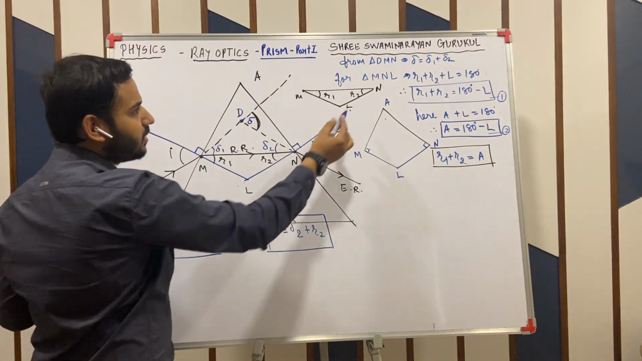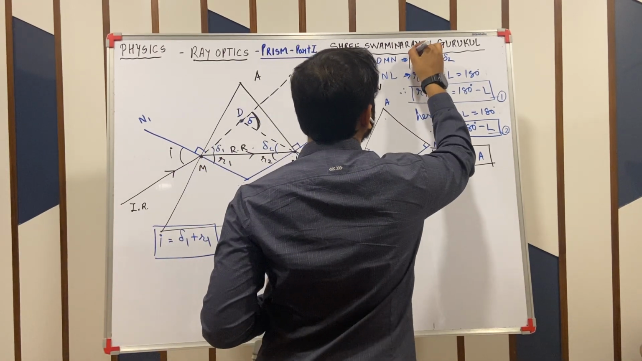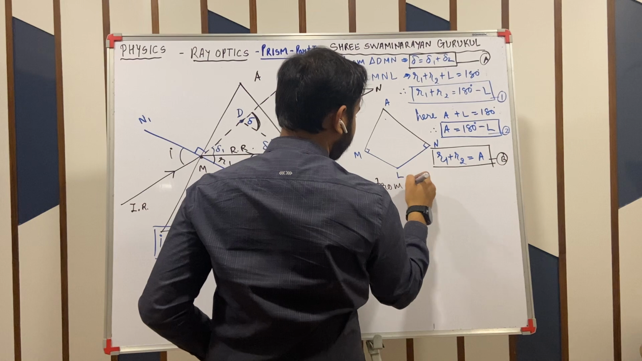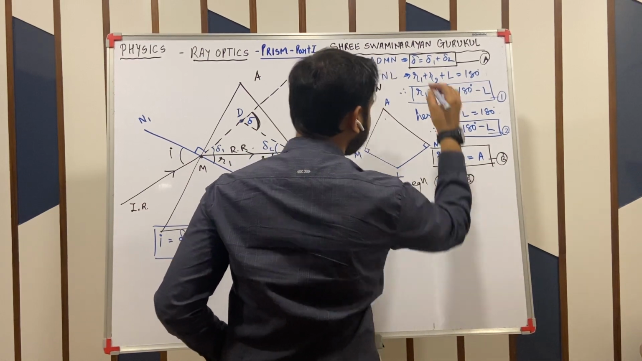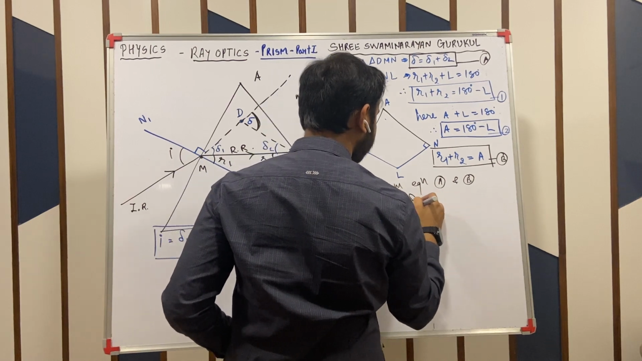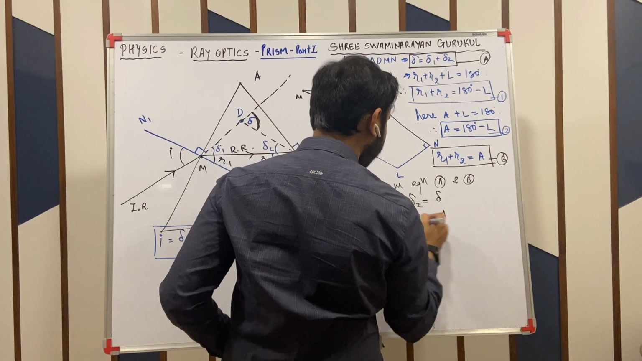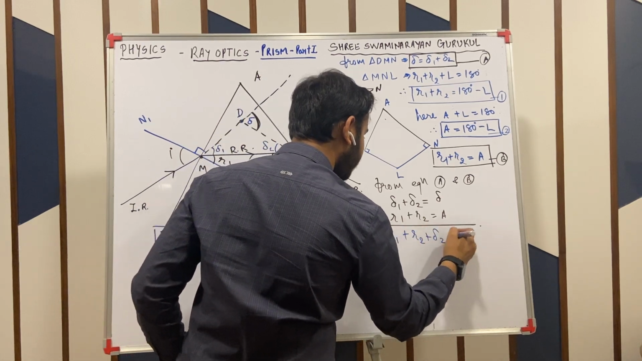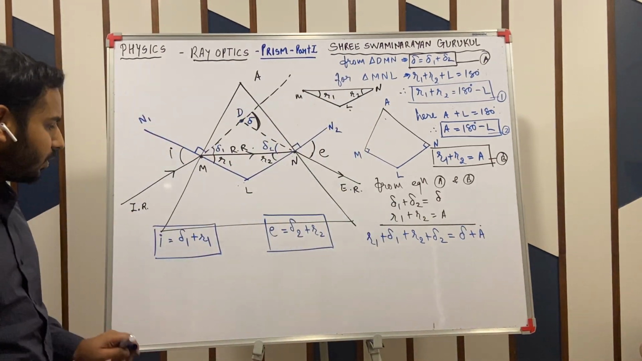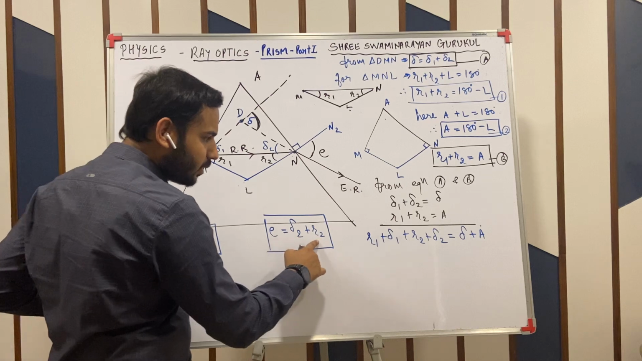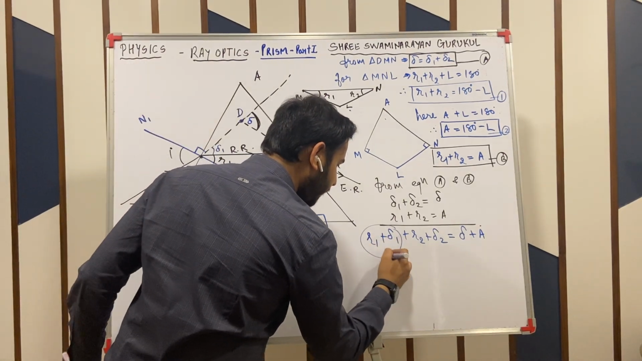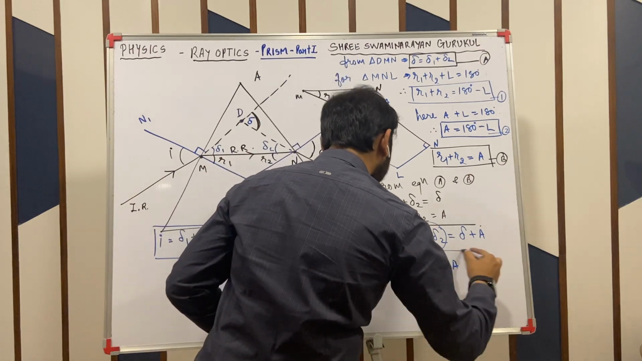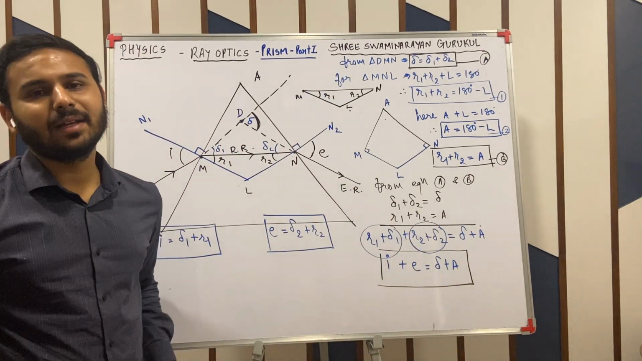Delta 1 plus delta 2 is delta. Let's say this equation is A and this equation is B. From equations A and B, delta 1 plus delta 2 is delta, and R1 plus R2 is A. Adding these two, R1 plus delta 1 and R2 plus delta 2 is delta plus A. Just look at this: delta 1 plus R1 is I, and delta 2 plus R2 is E. So I plus E is equal to delta plus A. Finally, we have derived the relation between I, E, delta and A.